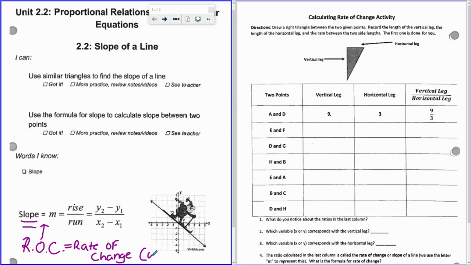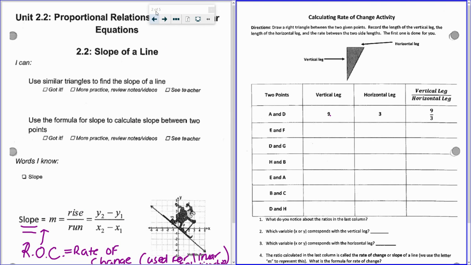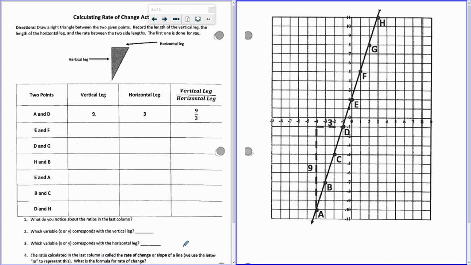And it's used for linear relationships. So back in our previous part of this unit, we were dealing with only proportional relationships. So rate of change is going to work for all linear relationships. If we look at how to calculate the rate of change, we do it by drawing these right triangles.